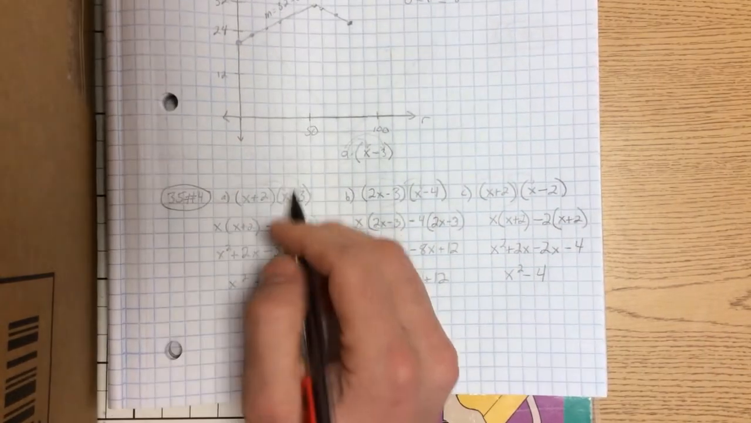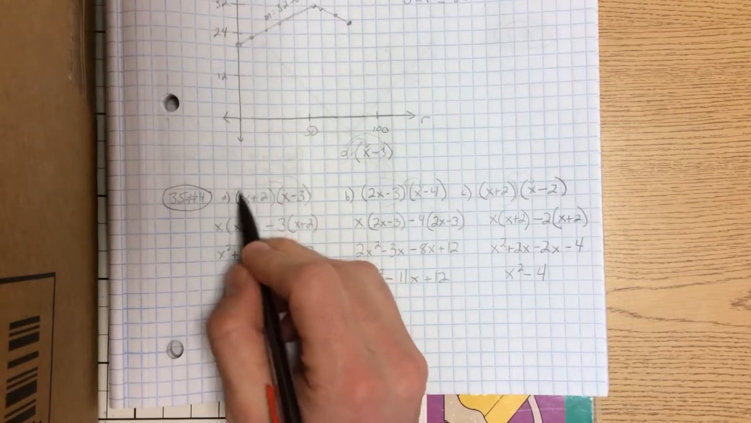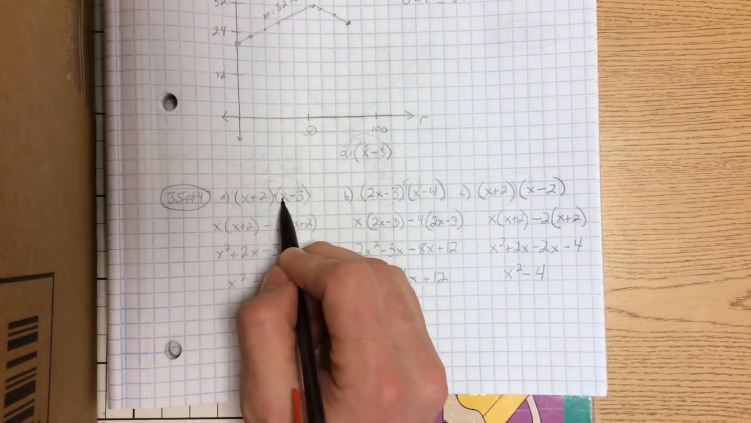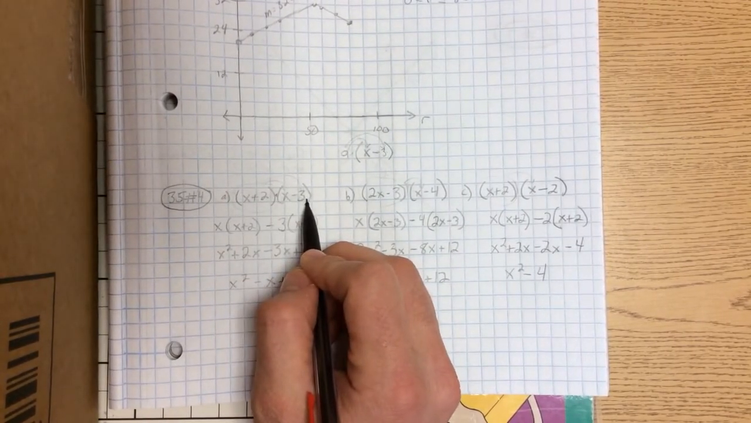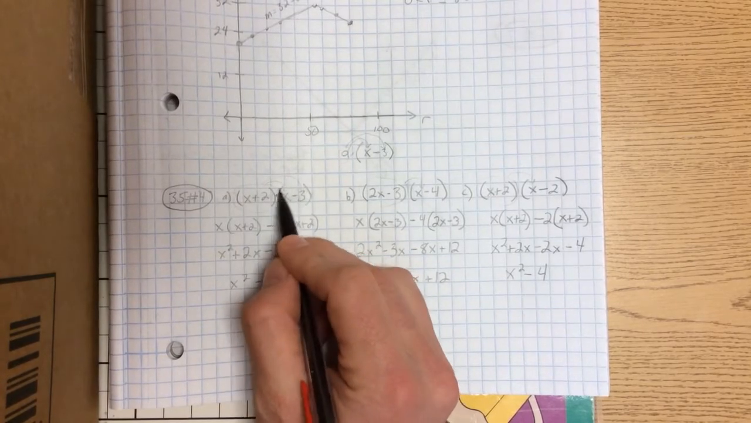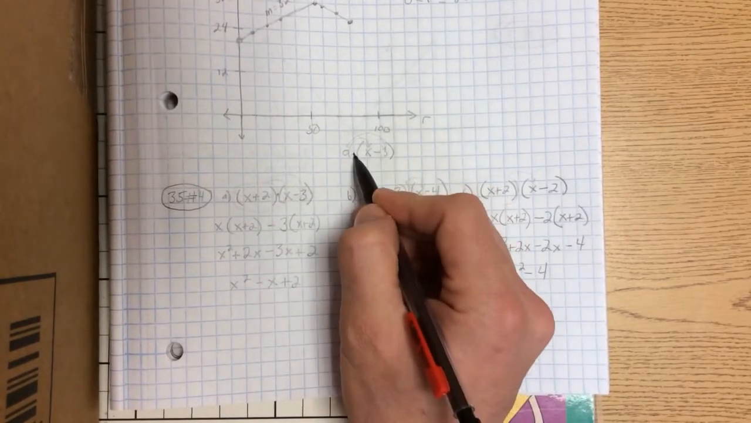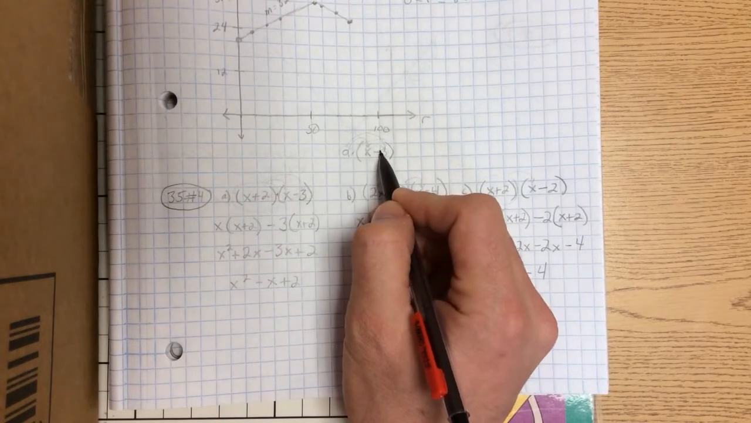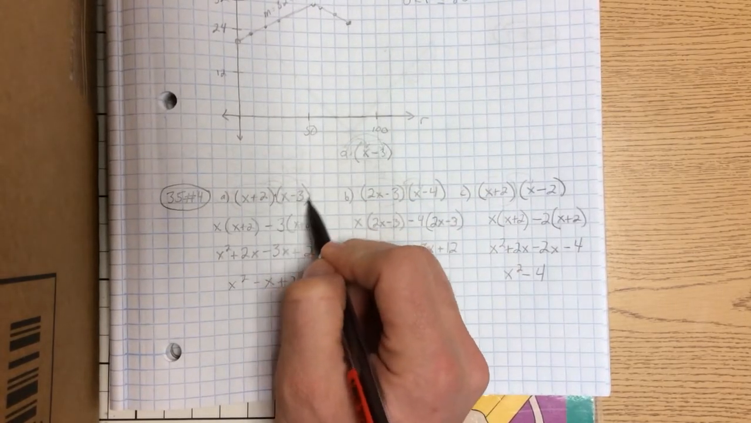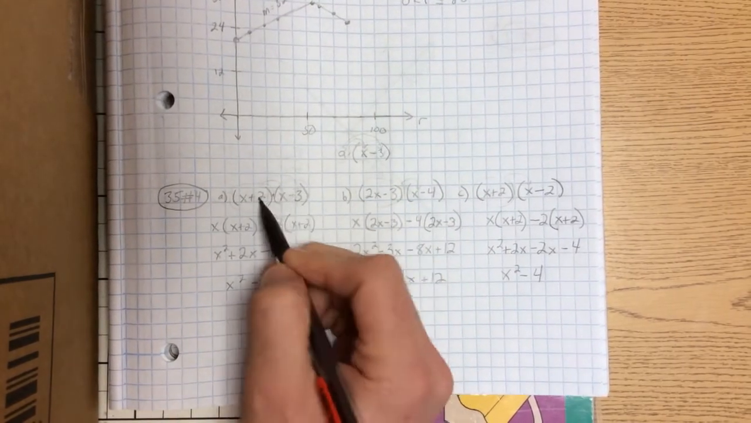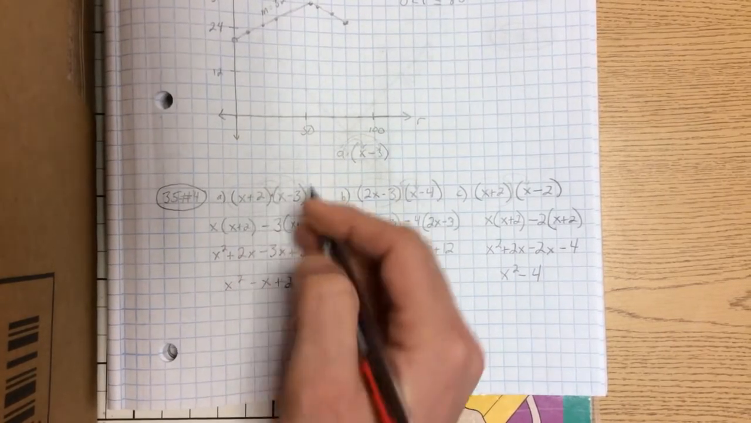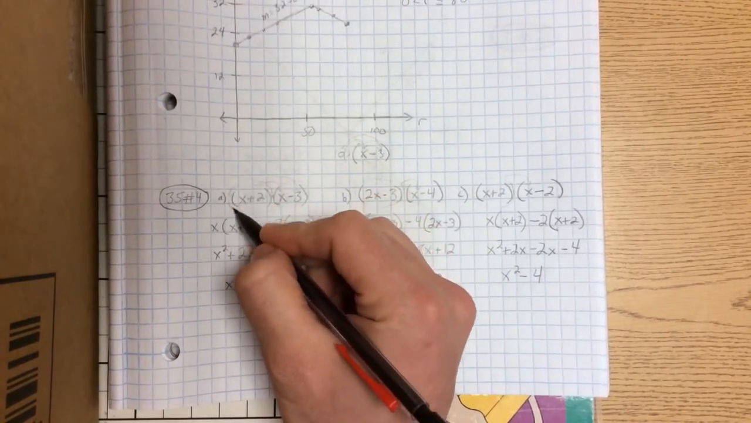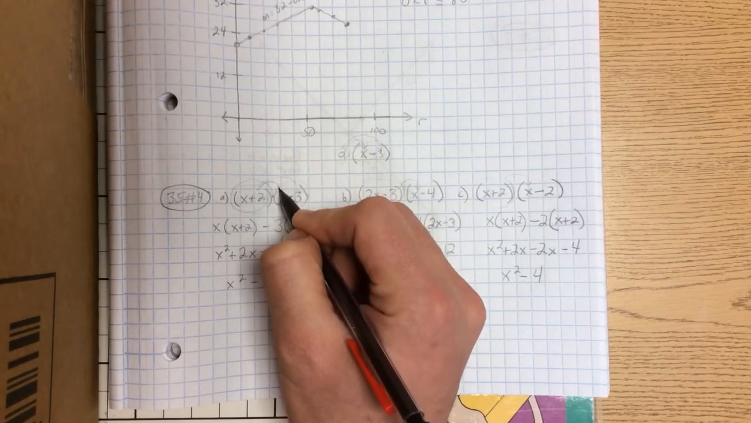Now let's look here. I've got x plus 2 times x minus 3, right? So what's being multiplied here by the x minus 3? Up here, it was the a being multiplied by the x minus 3. Down here, what's being multiplied by the x minus 3? This whole thing, x plus 2. So I'm going to take this whole x plus 2, and I'm going to multiply it by the x.